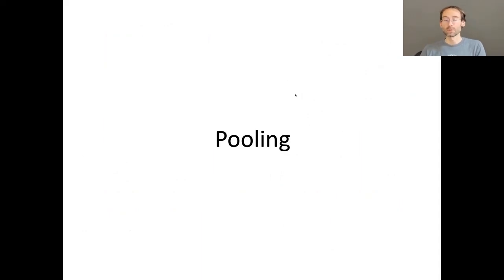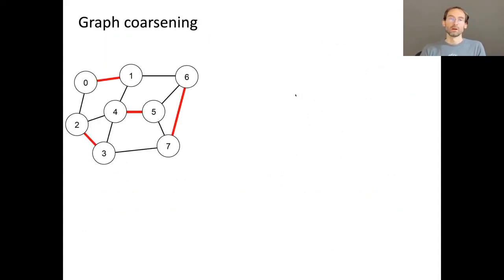So let me say a few words about pooling. Basically, in images, pooling is just coarsening the grid and aggregating information in adjacent pixels by some permutation invariant operation. Usually it's maximum or average.